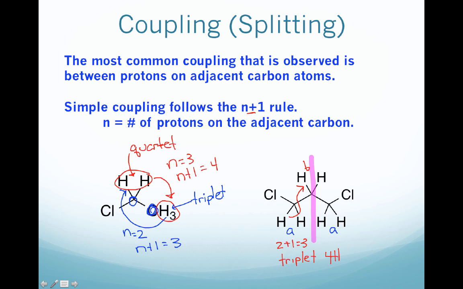Now next we can look at proton type B, and it's coupled to this CH2 and this equivalent CH2. So it's coupled to a total of 4 protons. So we do 4+1 equals 5. That is a quintet, or sometimes called a pentet. So that will be split into 5 lines, and that will be signal B. And its integration will then just be for 2 hydrogens.